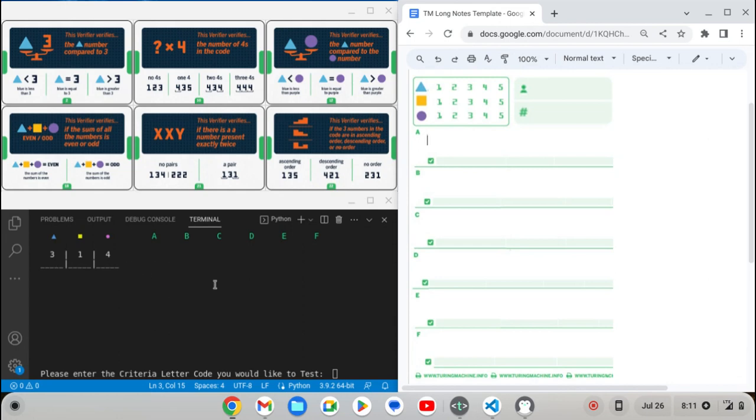So the first thing I'd like to test is I'd like to know whether perhaps there's a pair or no pair. So let's go ahead and test criteria card E. Okay, so if you notice in my proposal, I do have 314. They are all distinct, so there is no pair. So let's go ahead and type that up in the notes in section E. The solution has no pairs. Okay, so they can either be all distinct or all the same.